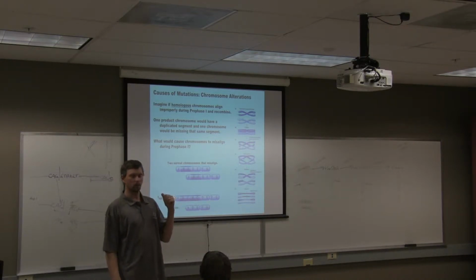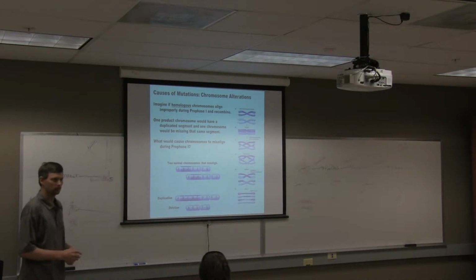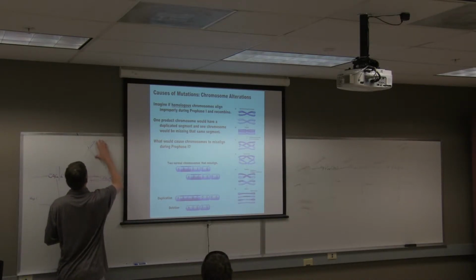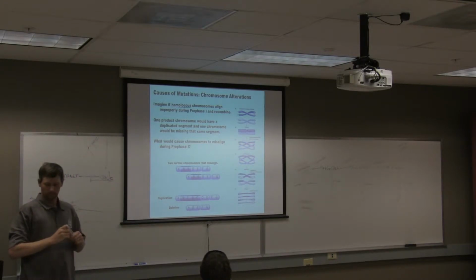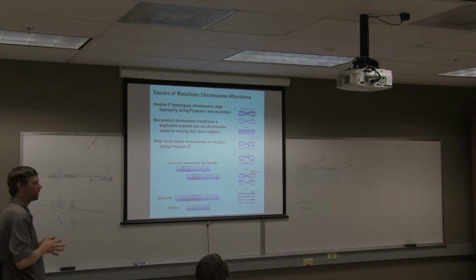Based on what we were talking about before, how could a chromosome align incorrectly? How could a chromosome align incorrectly? Some kind of mutation? Does it require a mutation? Could be. What could cause two chromosomes to line up incorrectly in prophase 1?